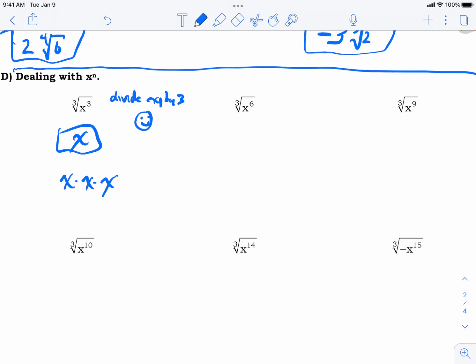Anywho, so back to the main point. Divide the exponent by 3. I get x squared. Woohoo! Divide the exponent by 3. I get x cubed. 9 divided by 3 is 3. X cubed. Again, the proof is in the pudding.